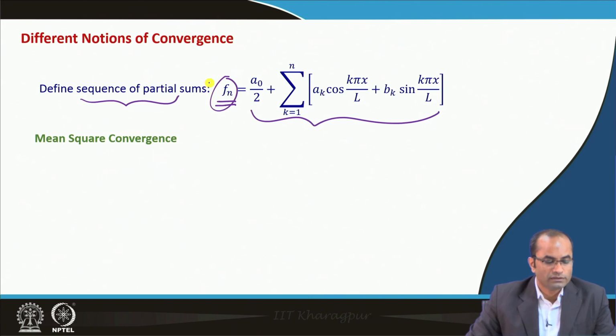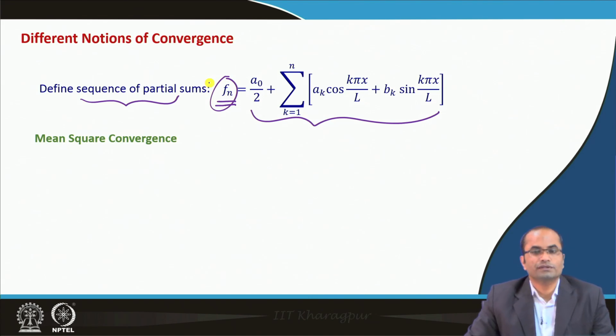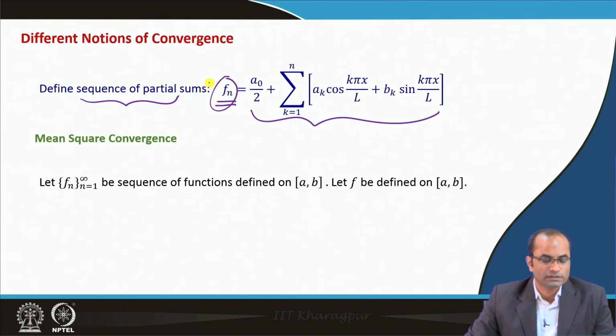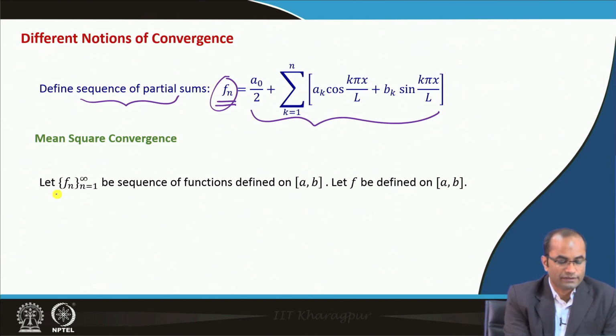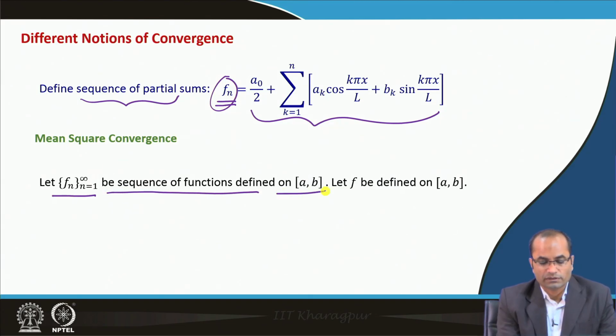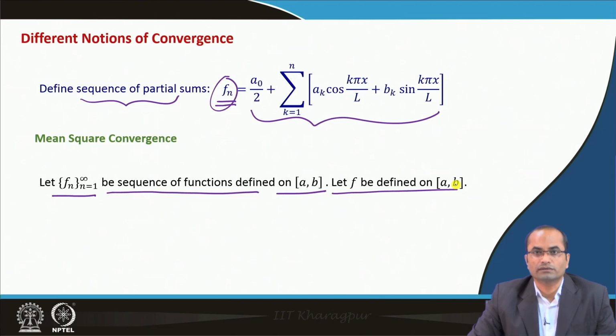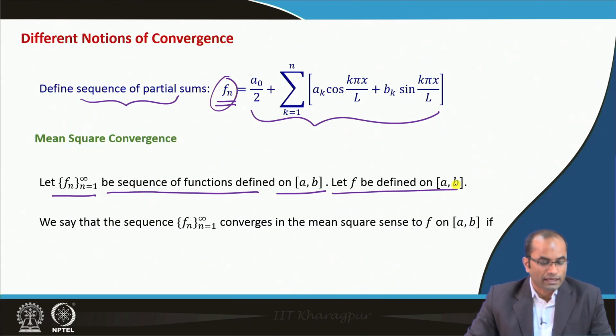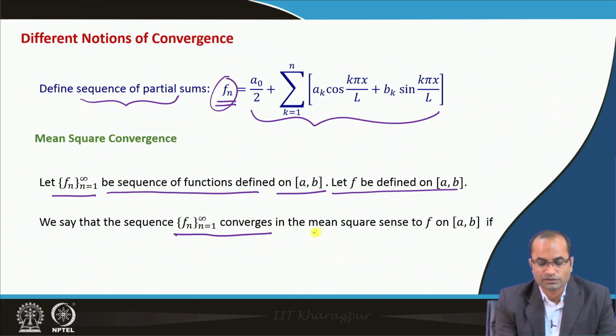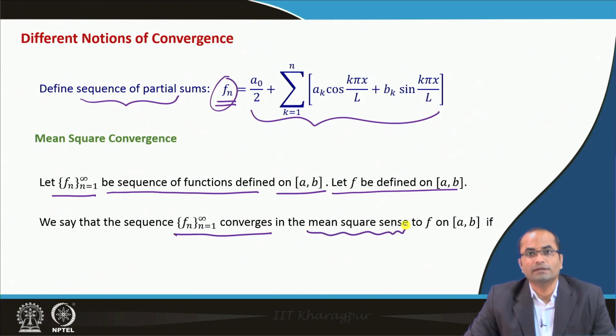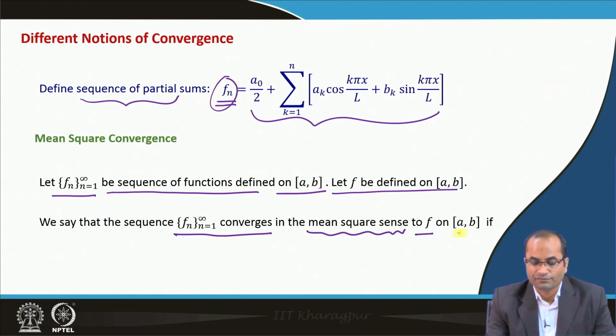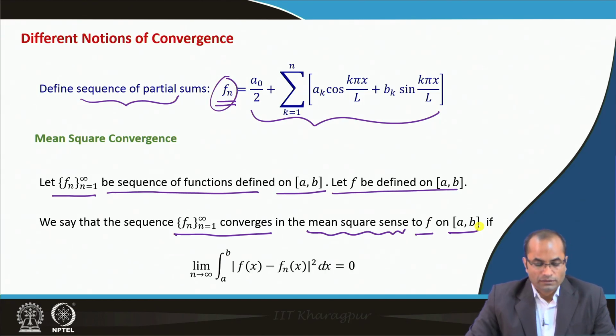Well, the first notion of convergence we are talking about is mean square convergence, and this mean square convergence is in the sense of the integral. So let f_n(x) be a sequence of functions on the interval [a, b], and let f be another function which is defined on this [a, b], and then we say that this sequence converges in the mean square sense to this function f on the given interval [a, b], if the following condition holds.